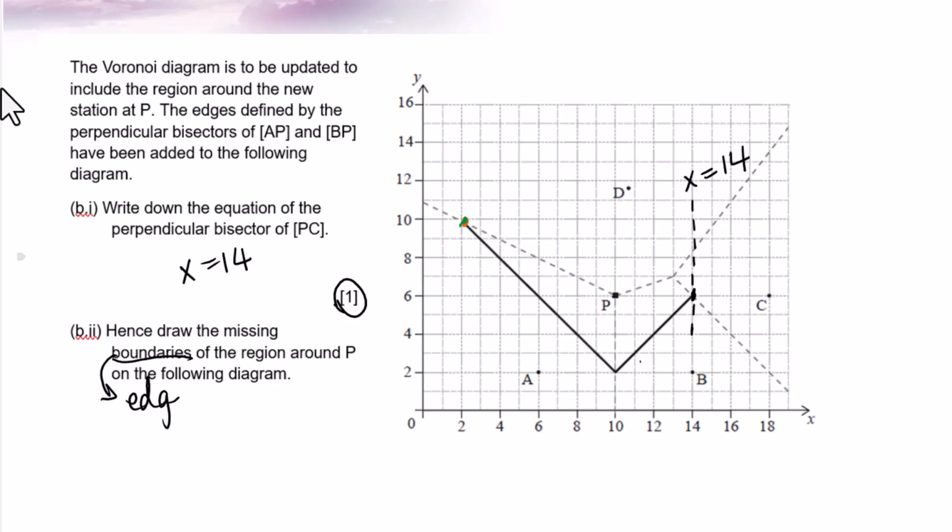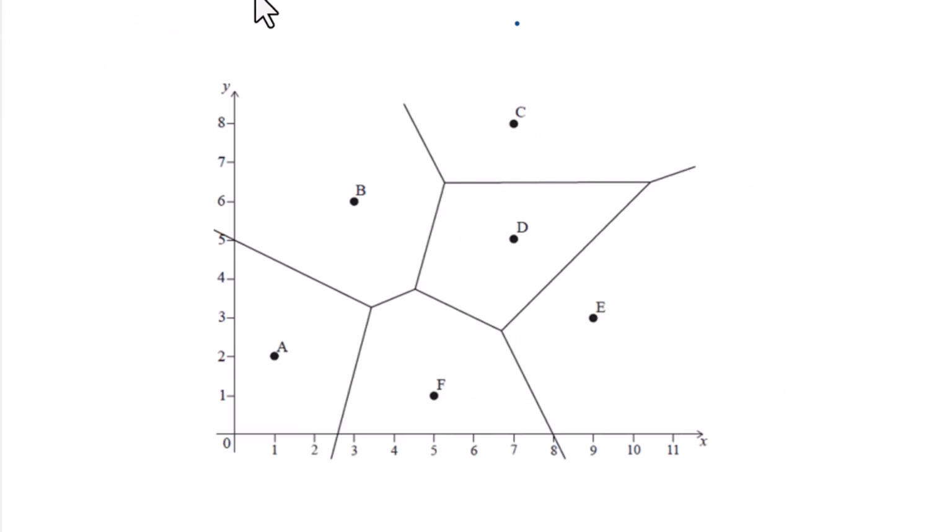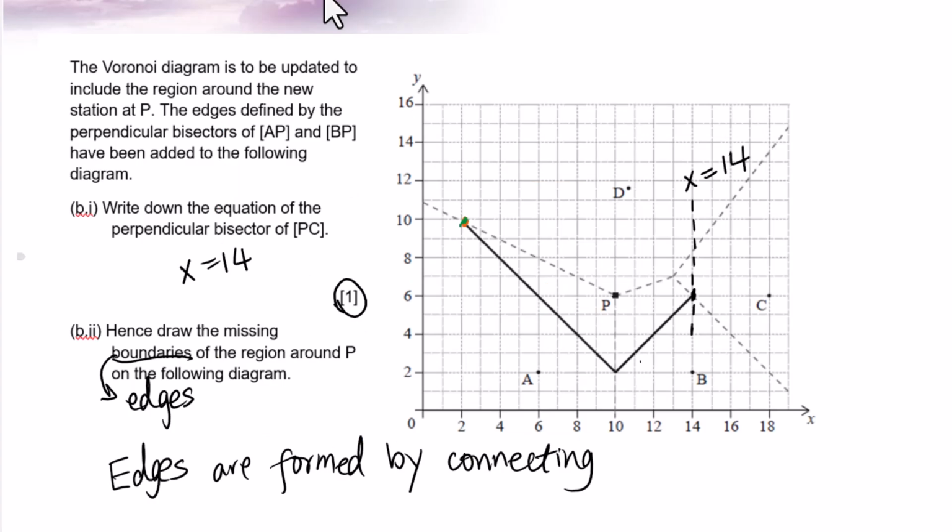Boundaries means edges. This is a very typical Voronoi diagram. Find the vertices first. When you connect two vertices, you will form the edge. Edges are formed by connecting two vertices.